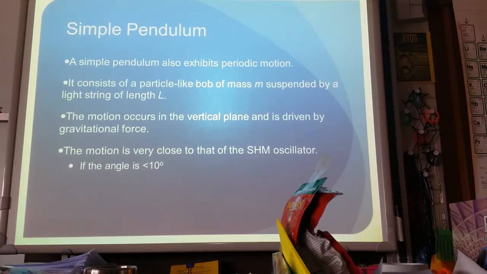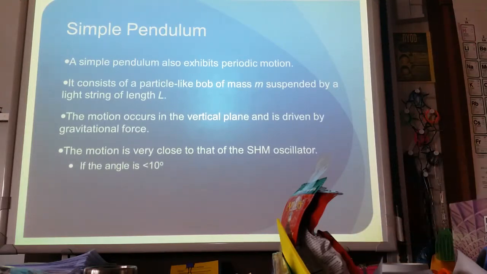The motion is very close to that of a simple harmonic oscillator, and because we are going to model a simple pendulum as an oscillator, we want to assume that the angle the pendulum swings through is 10 degrees or less. And remember, we called that the small angle approximation. So for our test and for us, always assume that when they talk about a simple pendulum, the small angle approximation is in play.